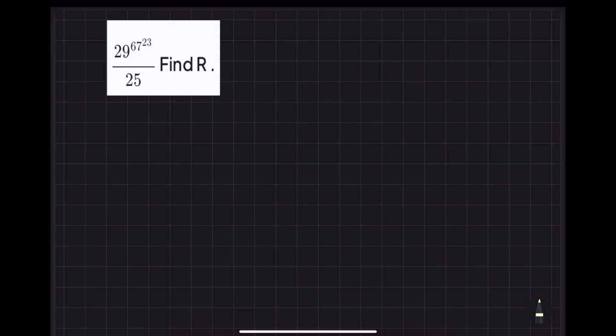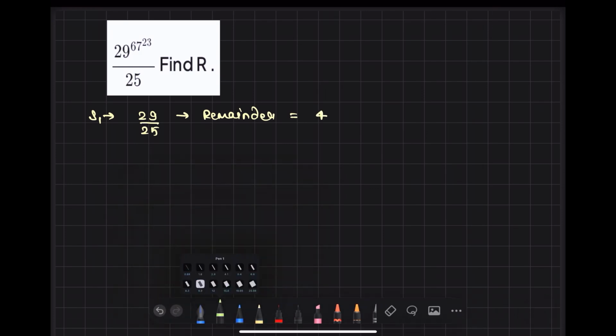So we have a situation where we have to divide 29 power 67 power 23 by 25 to get the remainder. Okay, now look at how we will approach this. You know that we have some steps for these kinds of questions. So we will divide 29 by 25 and we will get remainder as 4, correct? Now we will try to find the cyclicity.